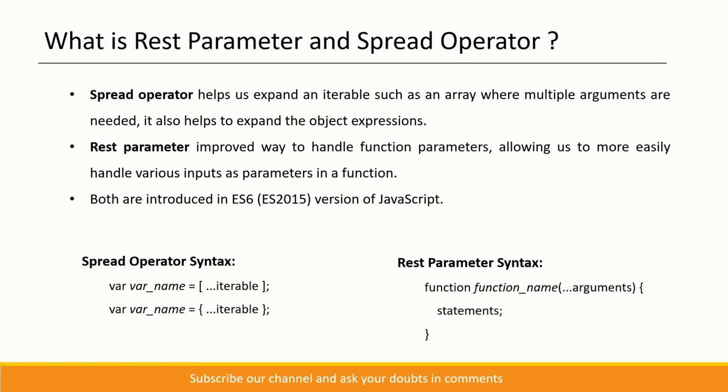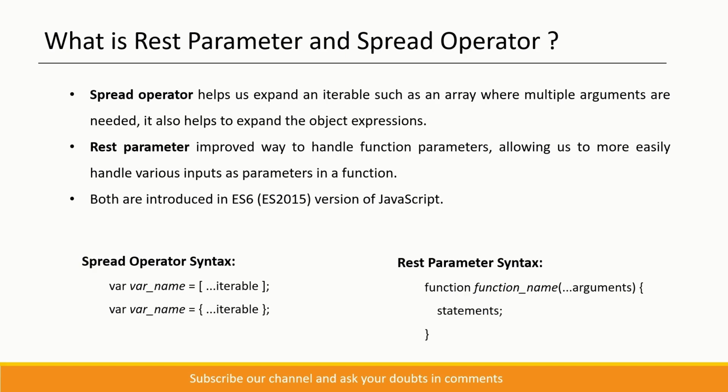Below you can see I mentioned the spread operator syntax. In that syntax, you can see a variable name equal to square brackets, and inside the square brackets, the three dots with the iterable variable name. It means whatever values that iterable variable has, it will expand them one by one, comma by comma. It is also applicable to objects; the same syntax we will use in objects as well.